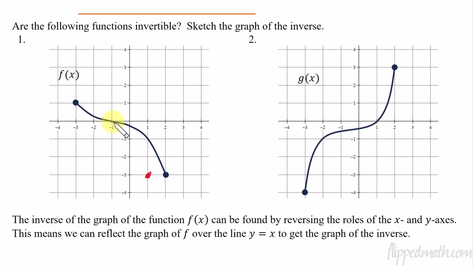Here's another one. This coordinate point, -1, 0, would become 0, -1. So swap the x's and y's. Here's a point here. That point is 1, -1. So then it would become -1, 1. And then that point right there is 2, -3. So swap the x and y. It would become -3, 2.